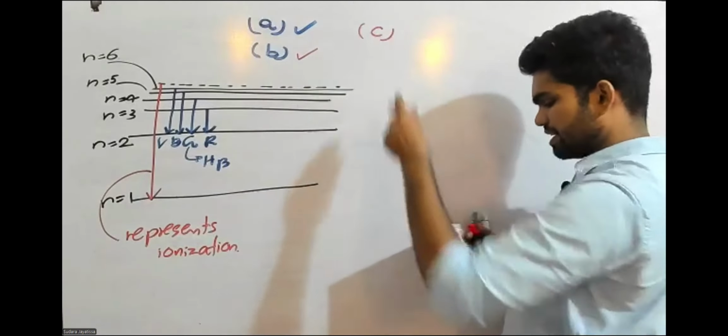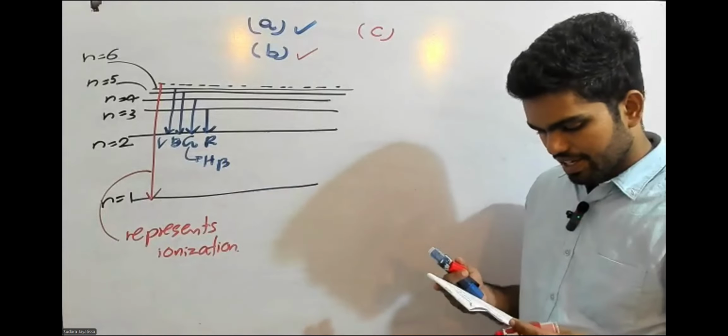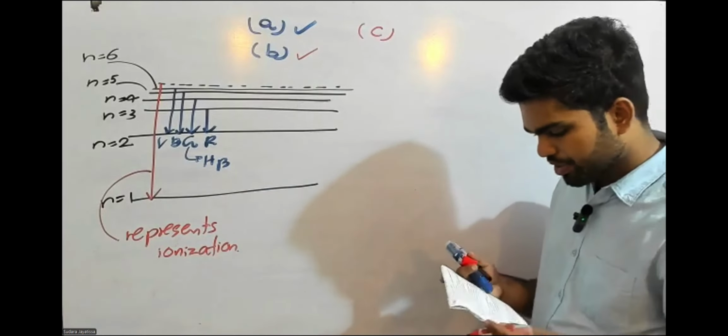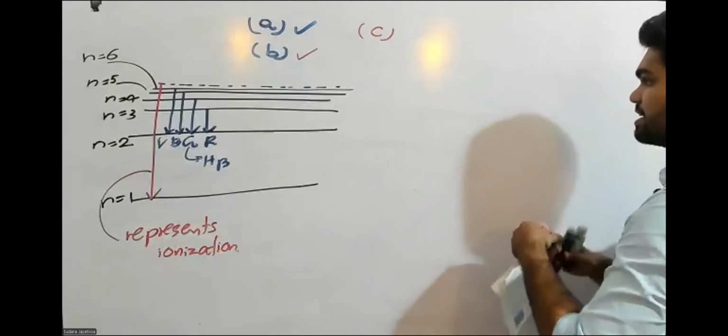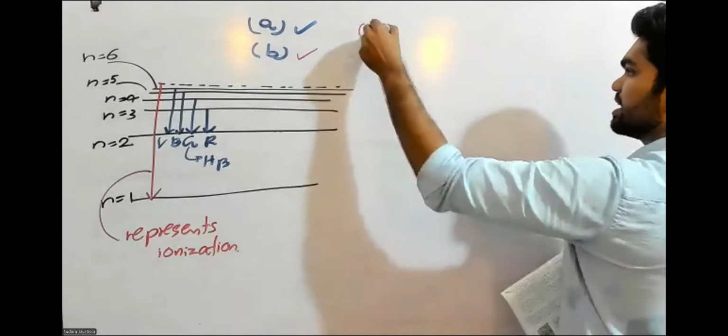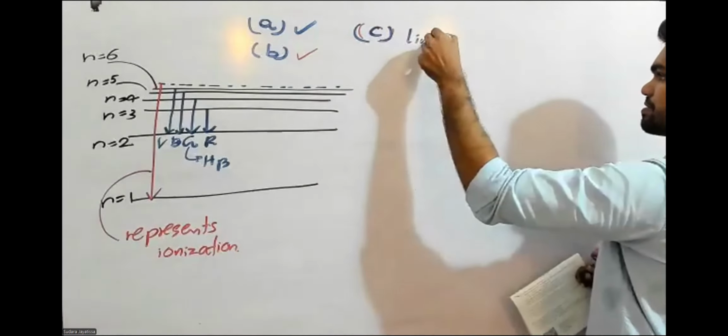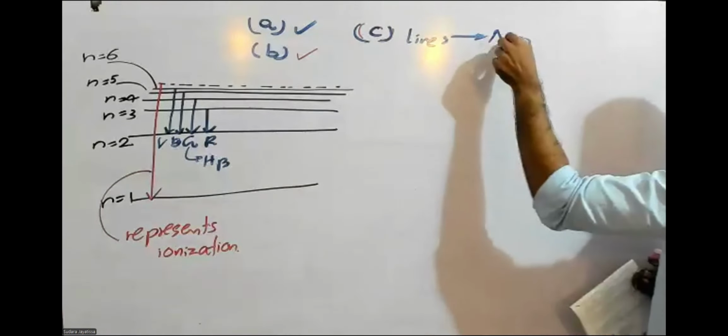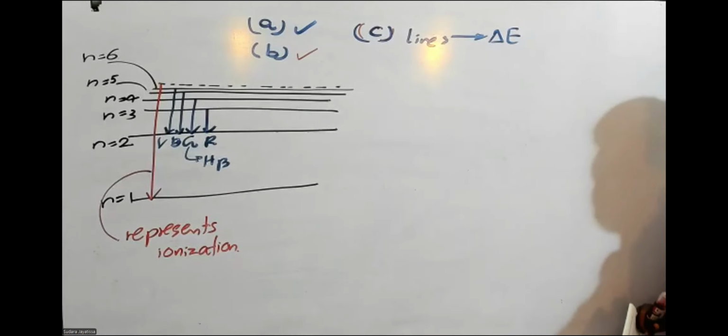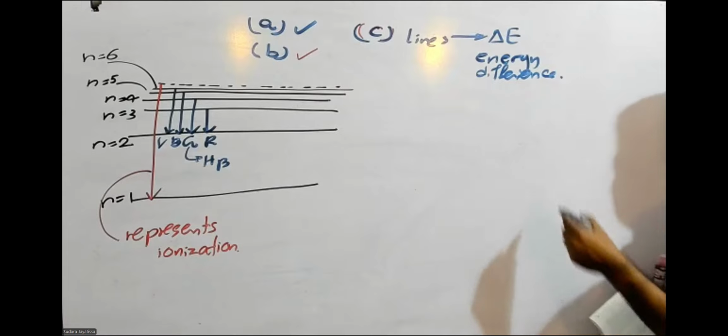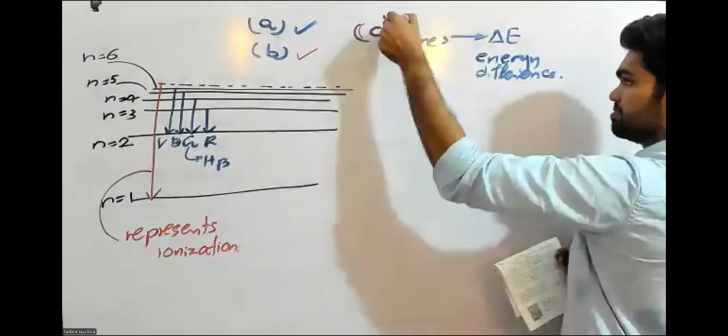So what about C? Each line corresponds to an energy level. No, each line is corresponding to, lines are representing energy differences, delta E. Energy difference is represented. Okay, so it is wrong.